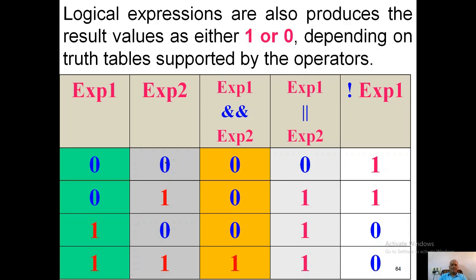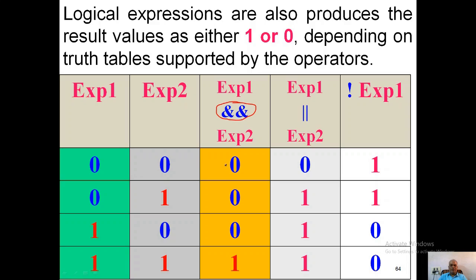We already discussed that whenever the result is true, it is represented by 1. Whenever the result is false, it is represented by 0. So for expression 1, I have taken the values 0, 0, 1, 1. For expression 2, I have taken the values 0, 1, 0, 1. So while observing this, what is the output of expression 1 AND expression 2?